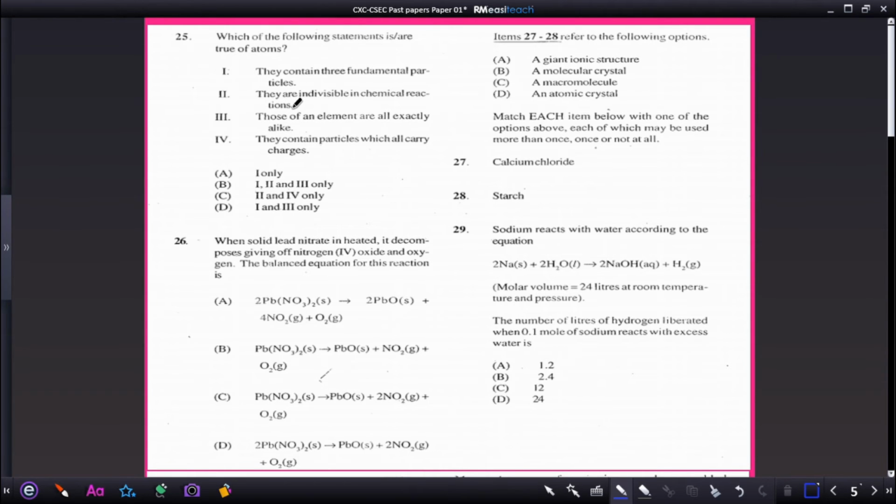So for I, they contain 3 fundamental particles, and those fundamental particles are the protons, the neutrons, and the electrons, right? So that's true. They are indivisible in chemical reactions. That's not true. Those of an element are exactly alike. No. They contain particles which all carry charges. Neutron does not carry a charge, so that also is not true. So the answer for that would be I only, which is A.